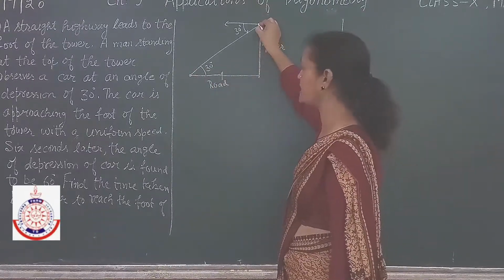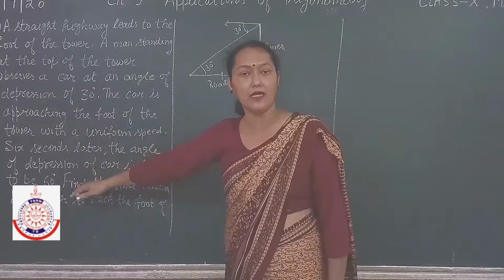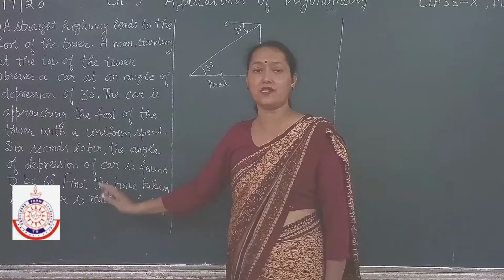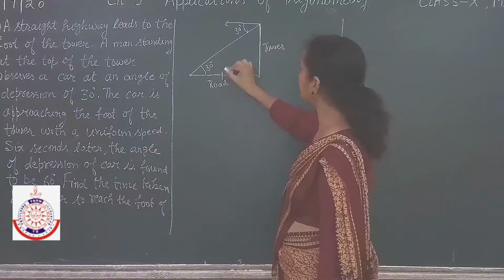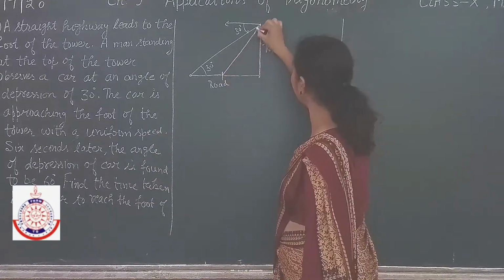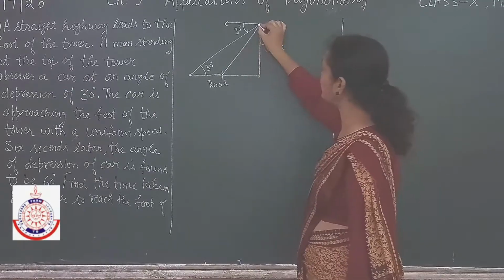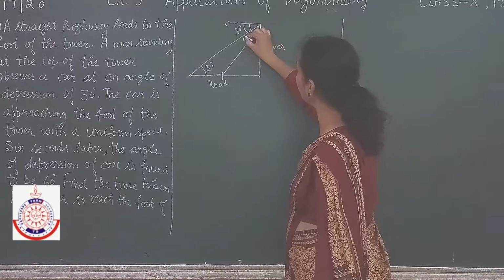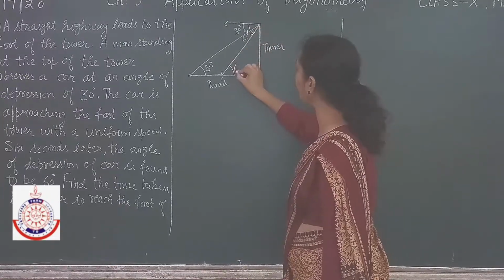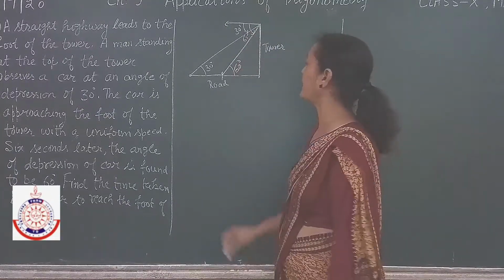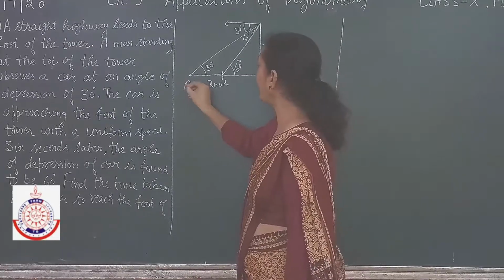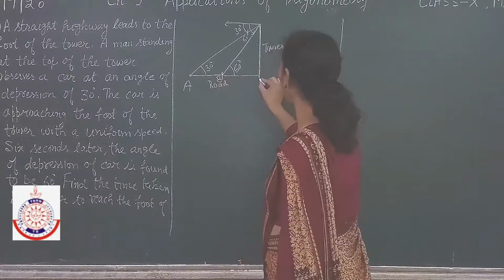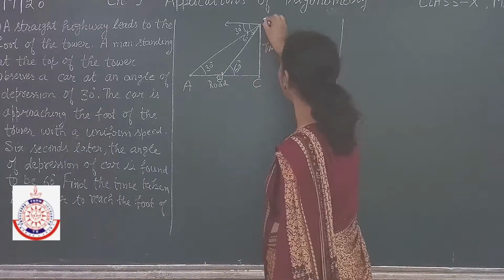After 6 seconds, the person sees the car again, and this time the angle is 60 degree. This distance is covered in 6 seconds. Again, when the person is looking at this point, the angle of depression comes out to be 60 degree. Means here it will be 60 degree. Let the car be at point A. Next, the car has reached point B, C, D.